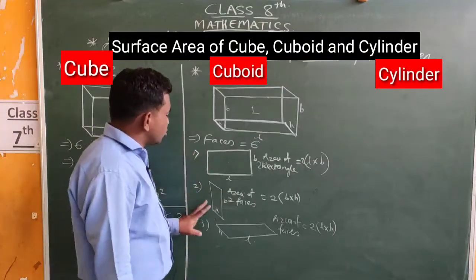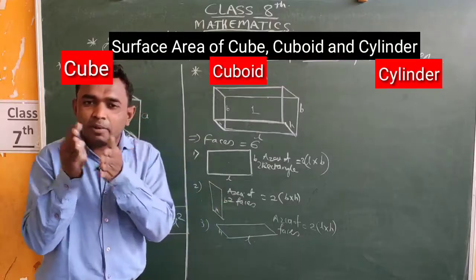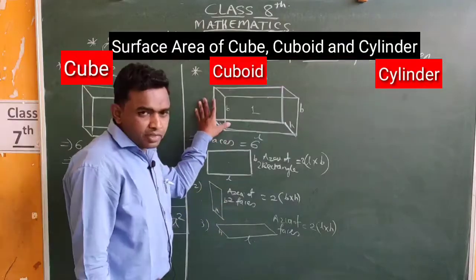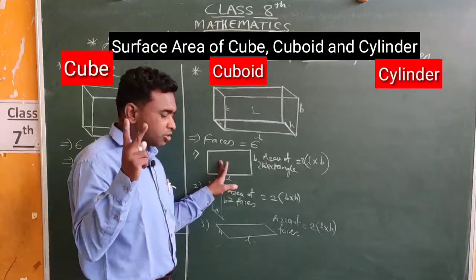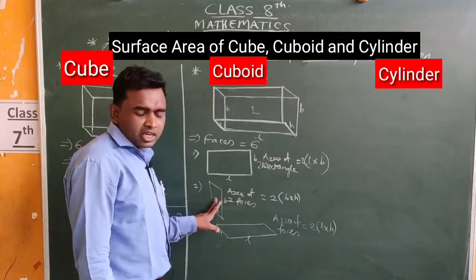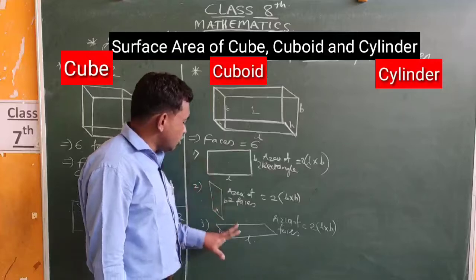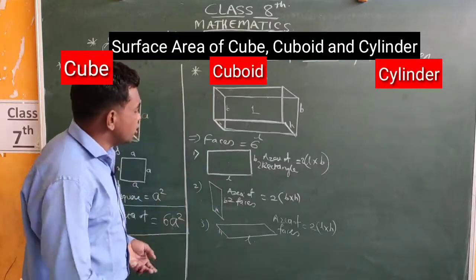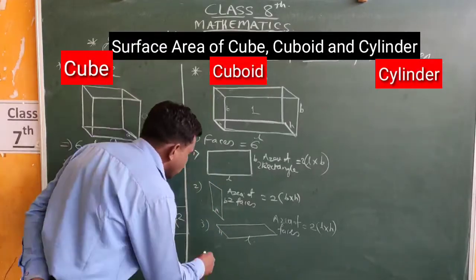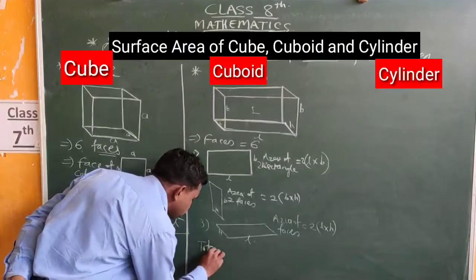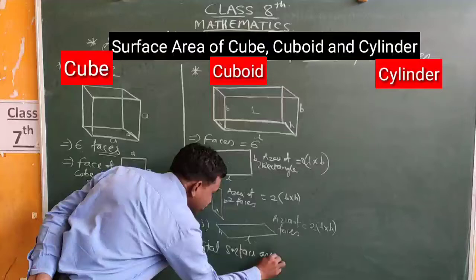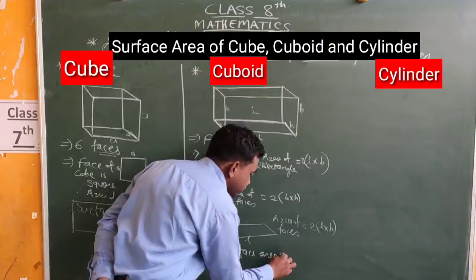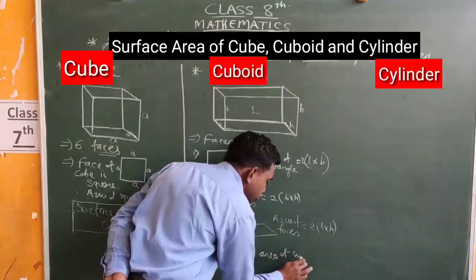So these 1, 2, 3 are considered as separate parts of this cuboid, and these parts are double in a cuboid, meaning these rectangles are 2 present in a cuboid, this figure is also 2 present in a cuboid, and again this is 2 in a cuboid. So now we have to find out the total surface area of the cuboid.